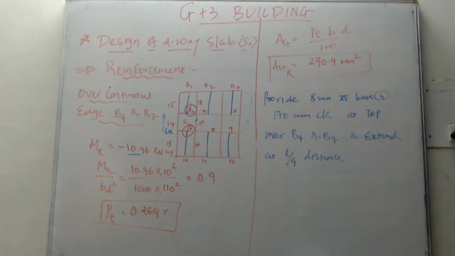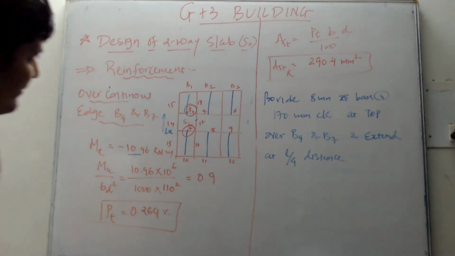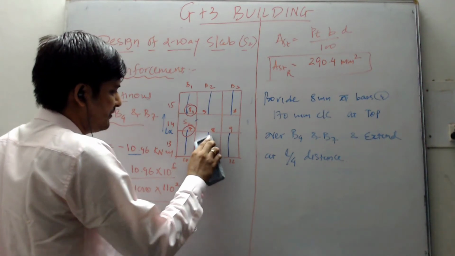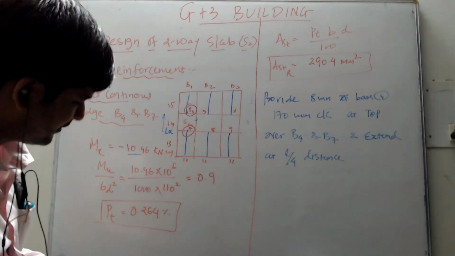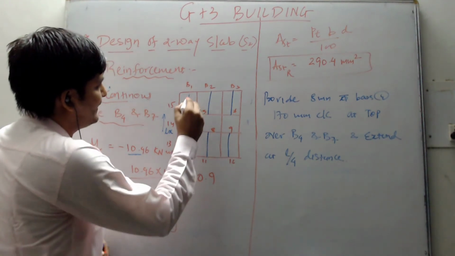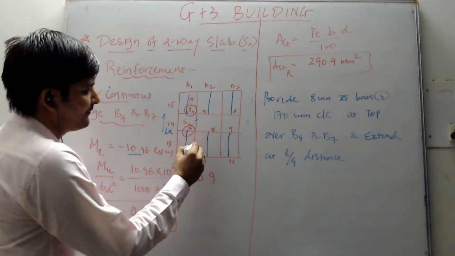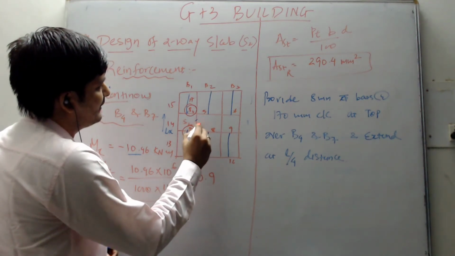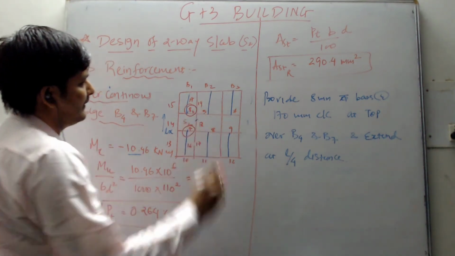Next edge remaining is over a continuous edge of beam B17, right? But this is not the 17 beam. I have missed out numbering these parts. So this is 15, this will be 16 and 17. These are the secondary beams. Then 17, 18 and 19.